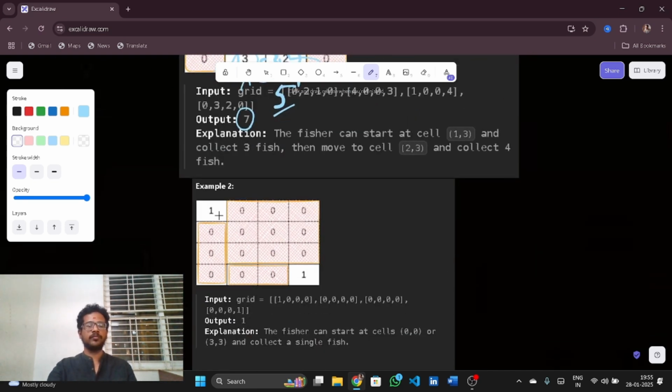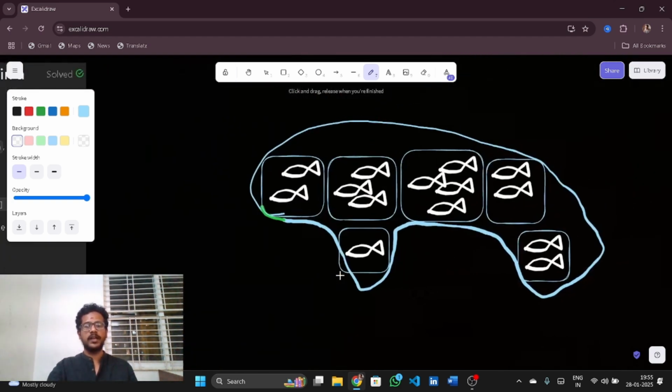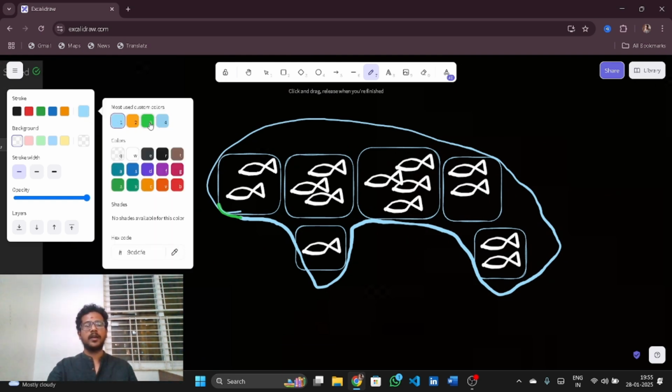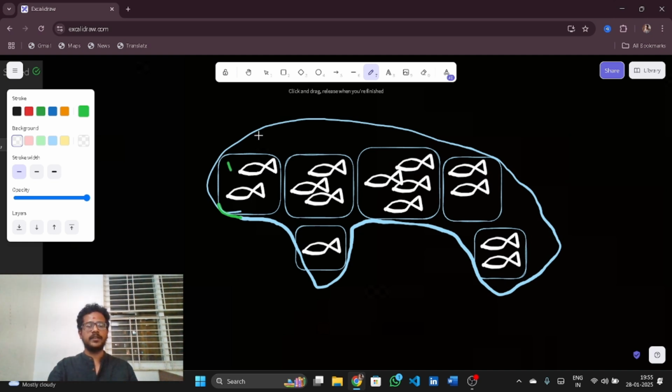Now the same thing here, here it will be 1, and here there are only 2 cells which have fish, so only 1 will be written. If you see clearly, imagine you are in a pond or a lake, and you are starting at this one. So this is marked as visited.